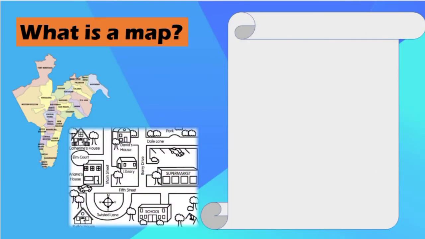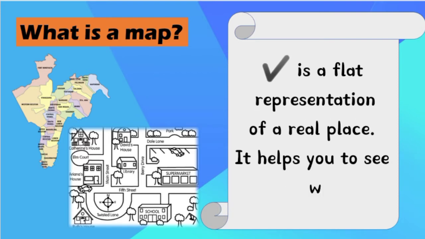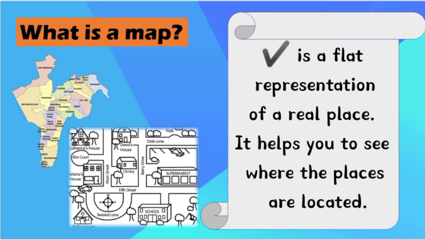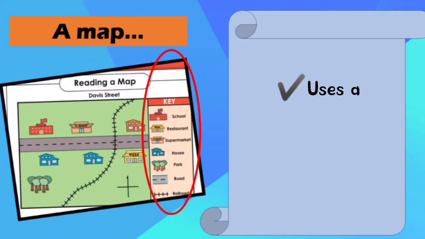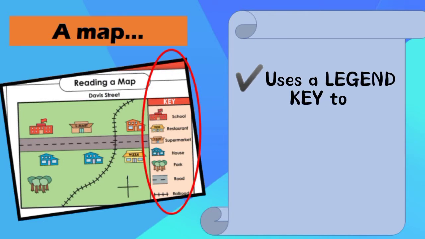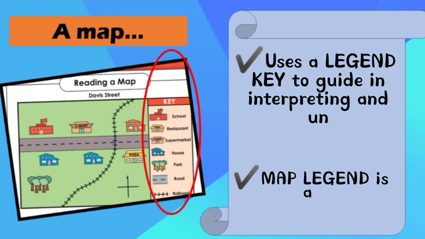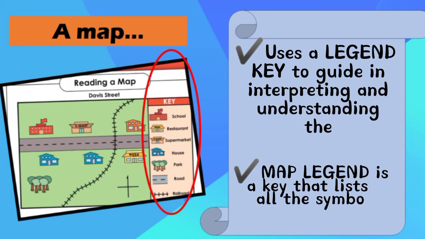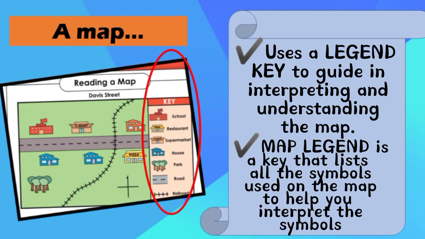What is a map? A map is a flat representation of a real place. It helps you to see where the places are located. A map uses a legend key to guide interpreting or understanding the map. It is a key that lists all the symbols used on the map that help you interpret the symbols. Look into the map on the left side. It shows some legend key.